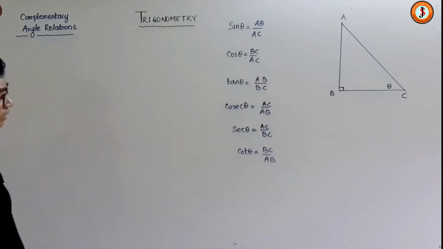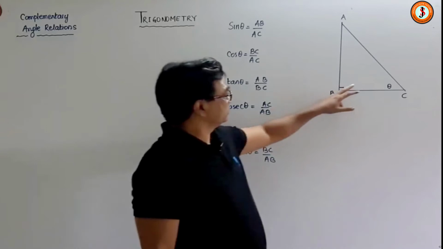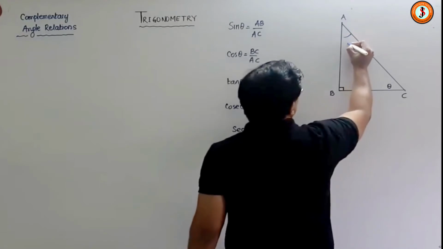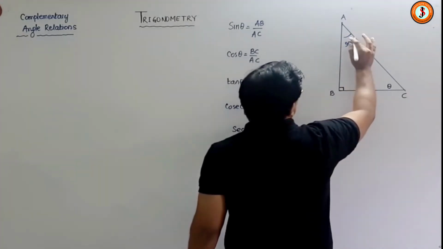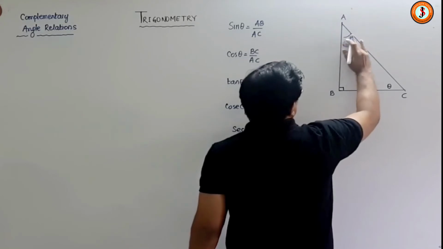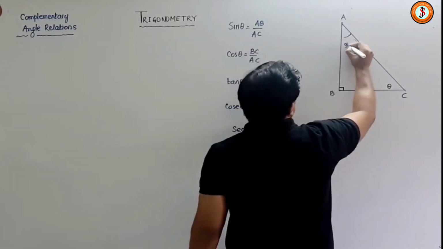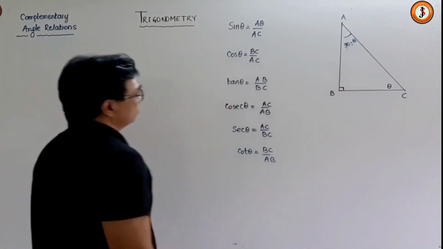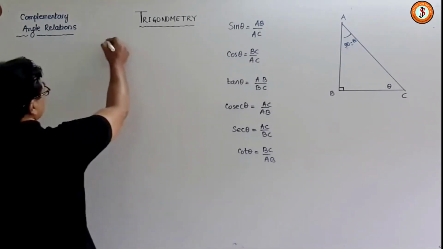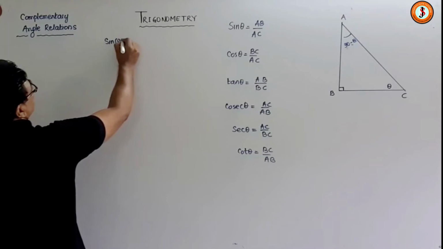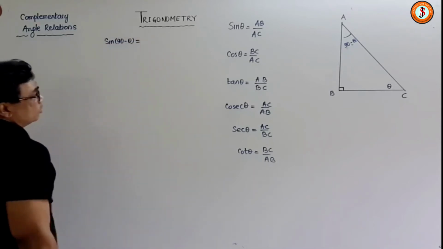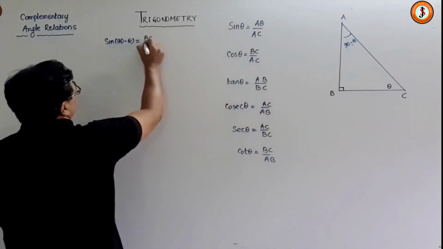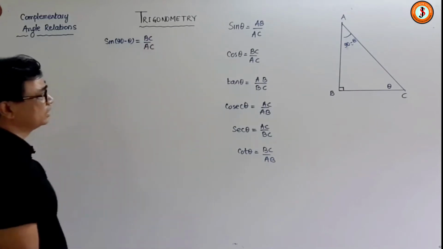So here we are. But now in this right angle triangle, if this angle is theta and this is 90, how much is this? This is 90 minus theta. So now I go for sine 90 minus theta. Sine 90 minus theta will be equal to opposite of 90 minus theta, BC by AC. Opposite by hypotenuse. Hypotenuse will be fixed, that is AC.